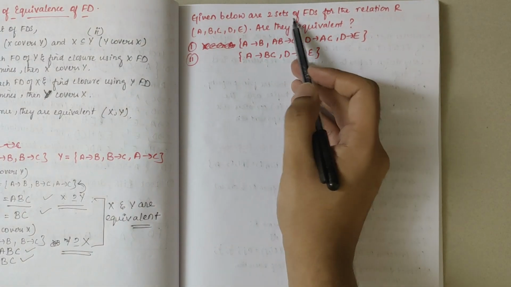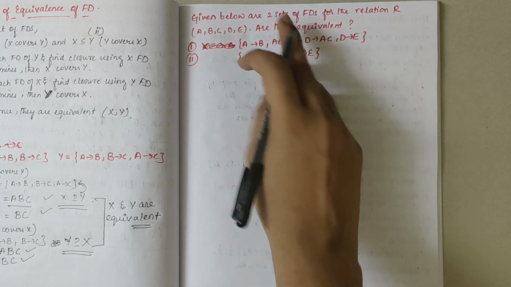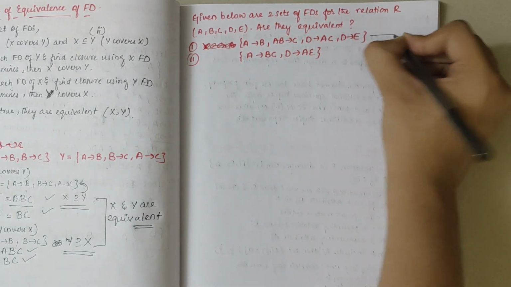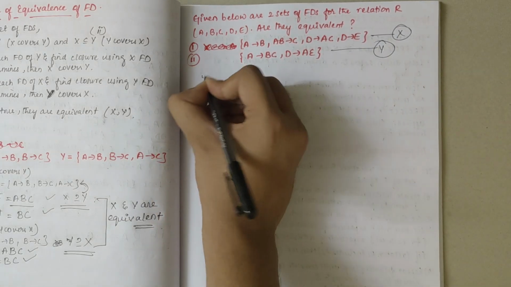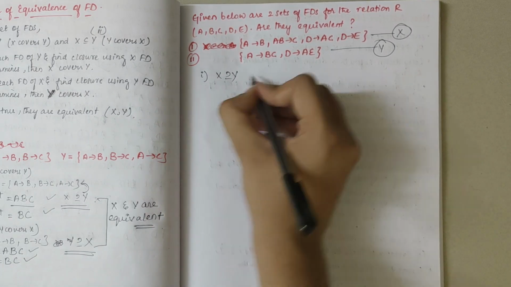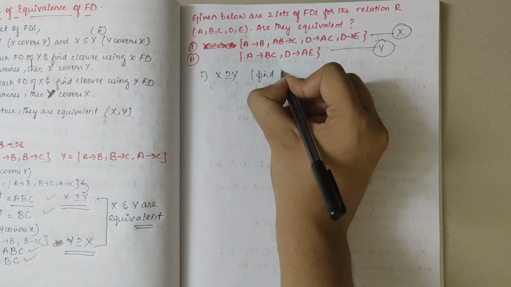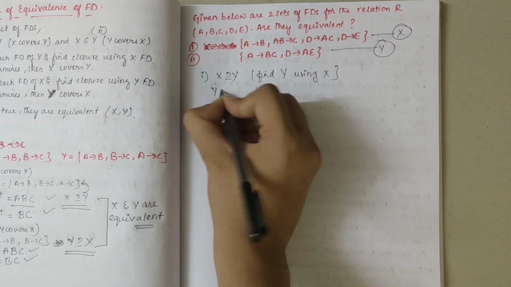Looking into the next question here we have, given below are two sets of functional dependencies for the relation R. So these are the attributes. We need to check if they are equivalent. So I'll take this as X and I'll take these functional dependencies as Y. So first condition I should take X covers Y and check if this is true or not. So for this, find Y using X.